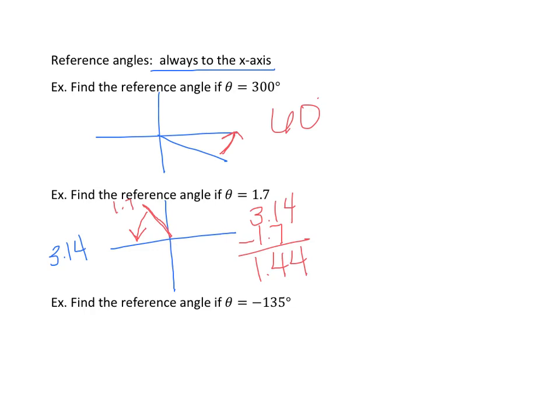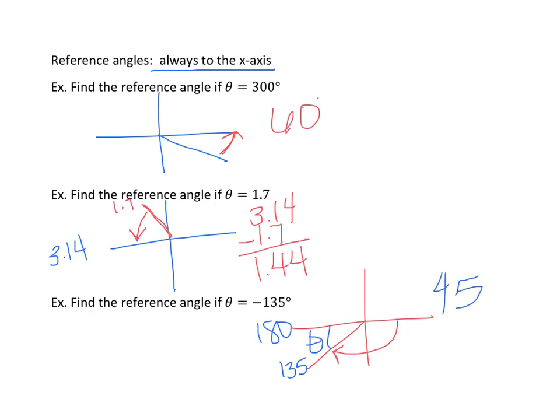Okay, negative 135. Negative angles go clockwise, somewhere over here in quadrant 3. What's the angle it's going to make with the x-axis? Well, this is 180. This is 135. Angle in between is going to be 45 degrees.